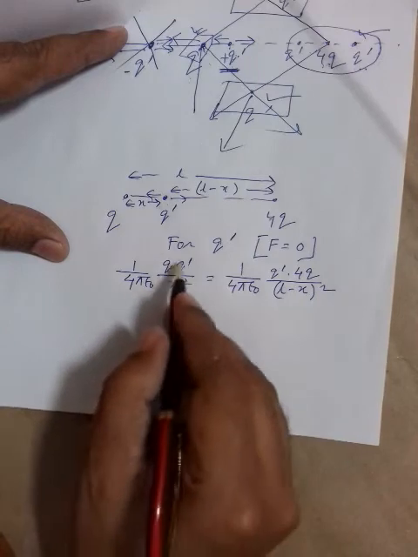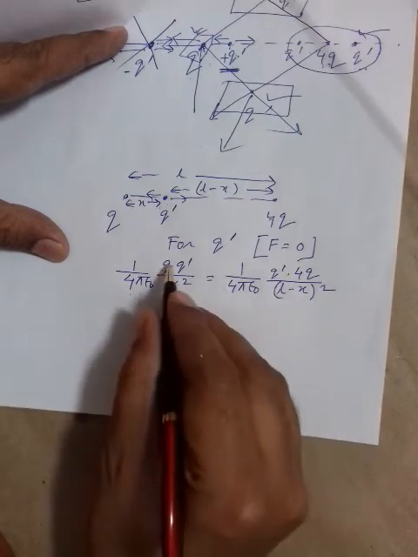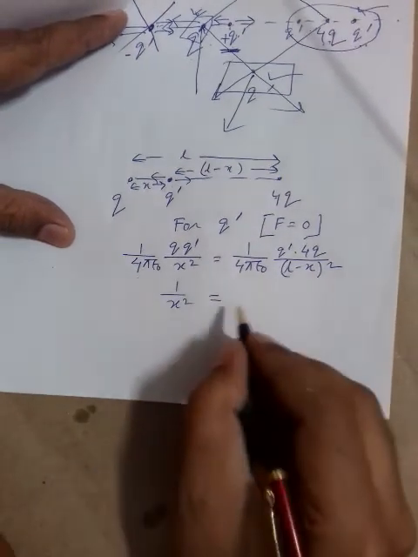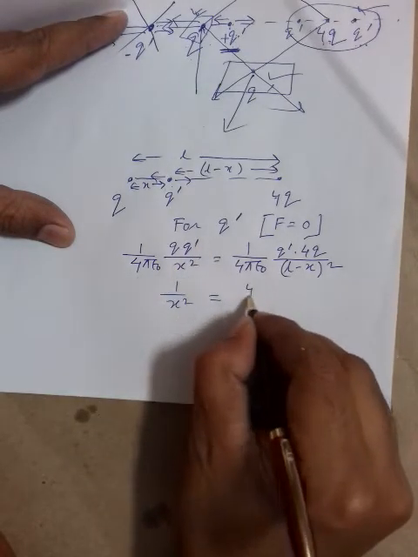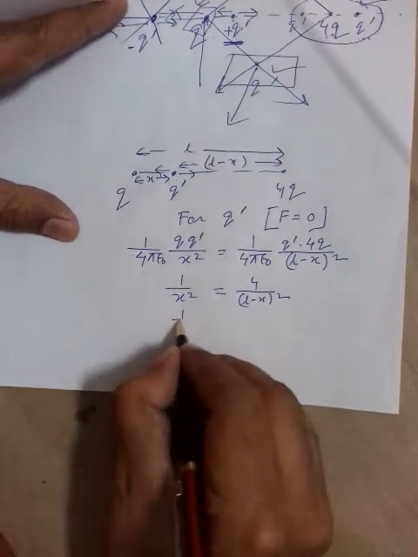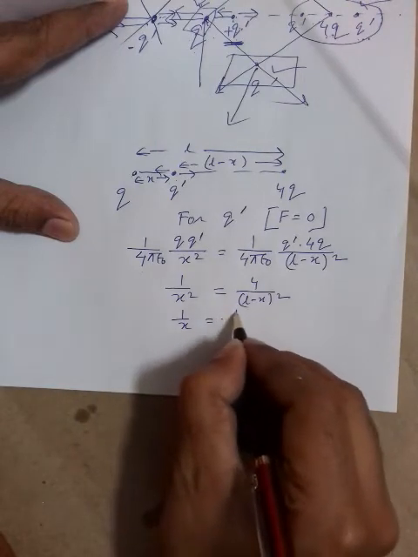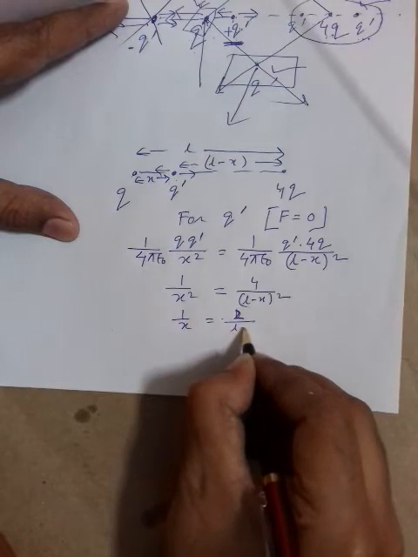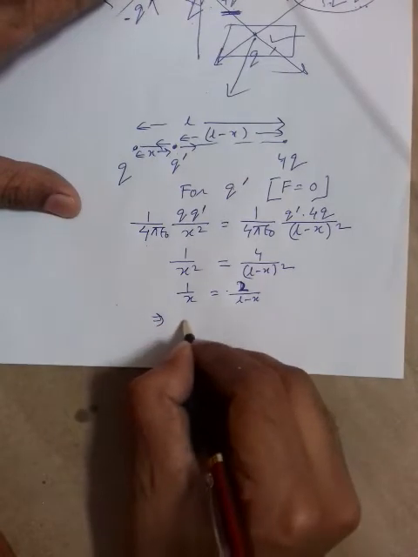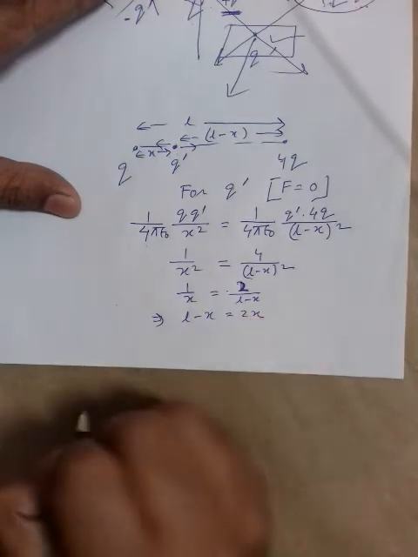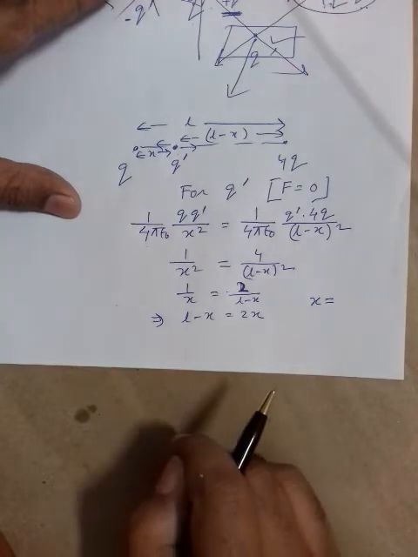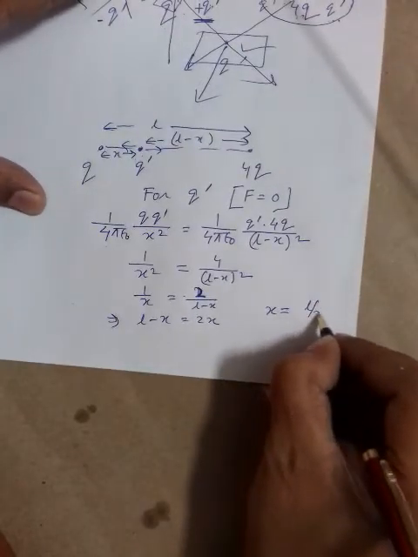So q cancels. After cancellation, what do you get? q dash also cancels, q also cancels. It is 1 by x square equal to 4 by (L minus x) square. If you take the square root of both sides, it is 1 by x equal to 2 by L minus x. So it is L minus x equal to twice x. So after calculation, thrice x equal to L. So x equal to L by 3.